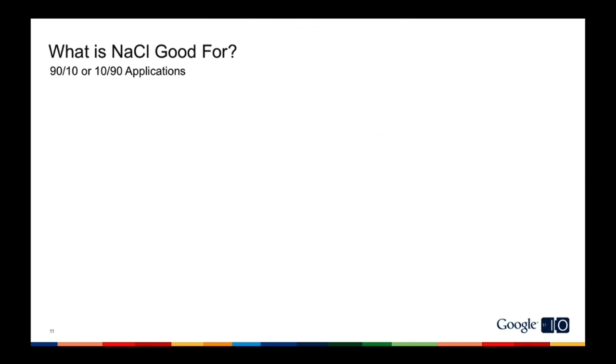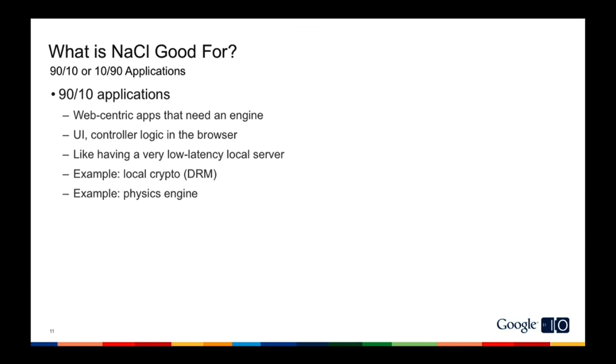So let's talk a little bit about the 90/10 versus 10/90 style applications. The 90/10 application, again, is just 90% of your app in web code, what we call a web app. In other words, it's markup, CSS, and JavaScript. 10% is Native Client, versus the other way around, where very little of the code is in the web, and most of it is in the native code. So a 90/10 application is usually a web-centric app, and it needs some kind of engine that wants to take advantage of things like data layout, multi-threading, and so on and so forth.